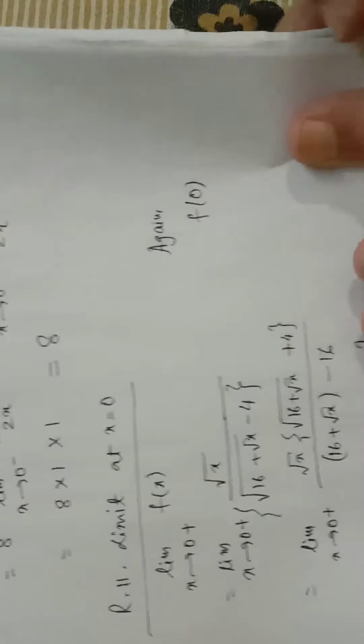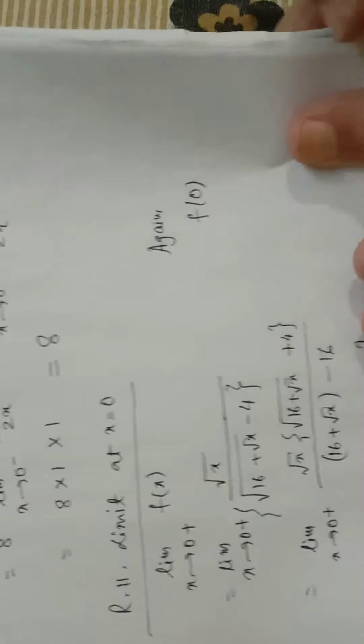The function will be continuous at x equal to 0 if left hand limit equal to right hand limit equal to f of 0. This is 8, that is, left hand limit is 8, right hand limit is 8, f of 0 is a. So if a equal to 8, the function is continuous.